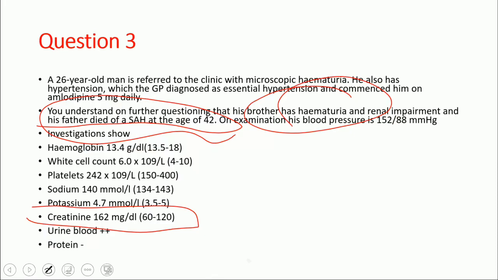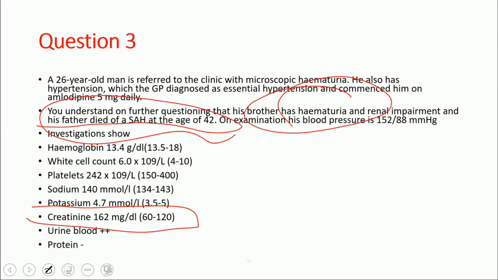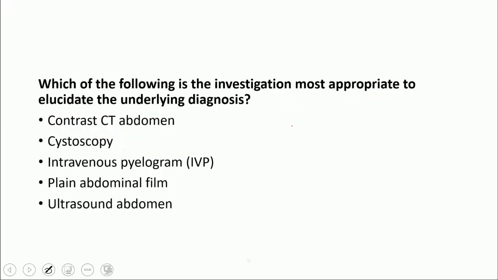And of course, you would do an ultrasound scan first to see whether there are cysts. At 26, you will see a few cysts at this age, usually. So, ultrasound abdomen.